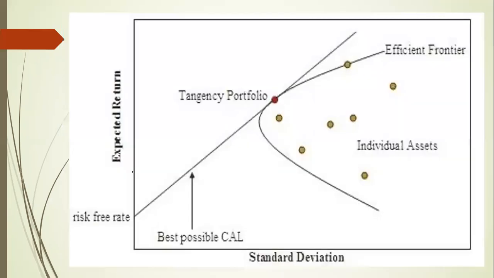So let's look at this particular graph. We find here a CAL line and a risk-free return. Here the option of a risk-free asset is available, so that's why the line starts from this side. And this is the tangency point of the portfolio. This is the expected return, standard deviation line, and this line is the efficient frontier. And these are the dominated assets or stocks.